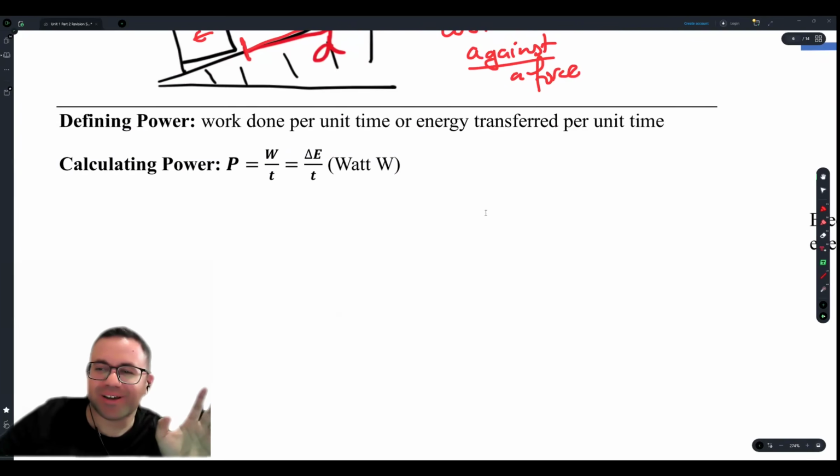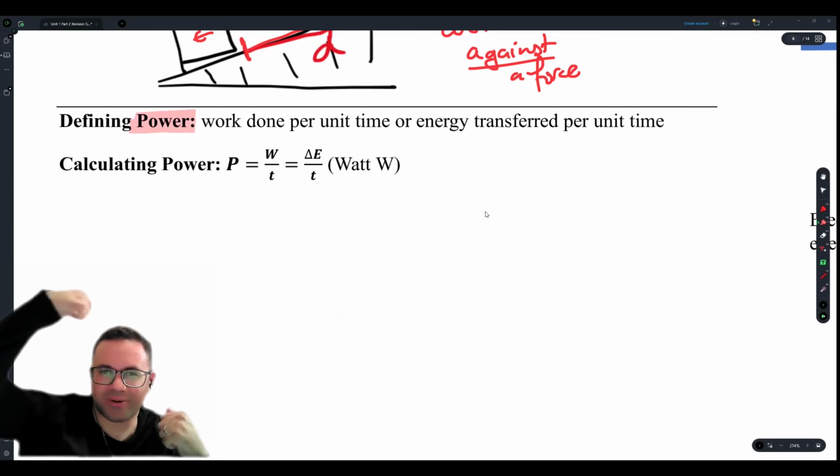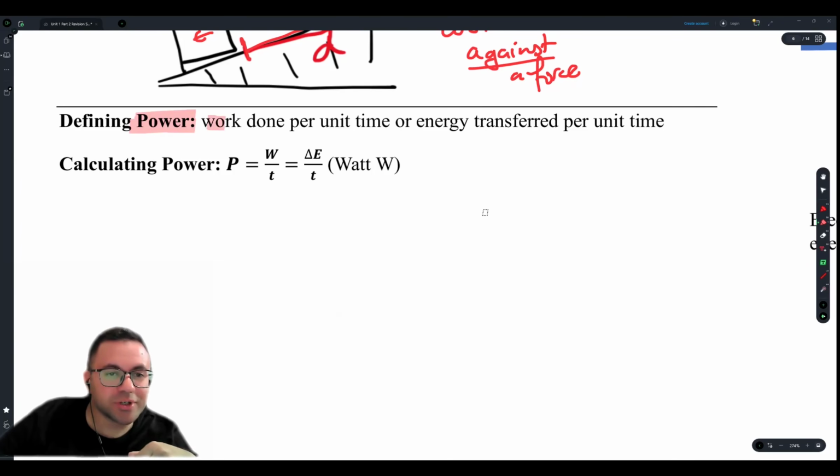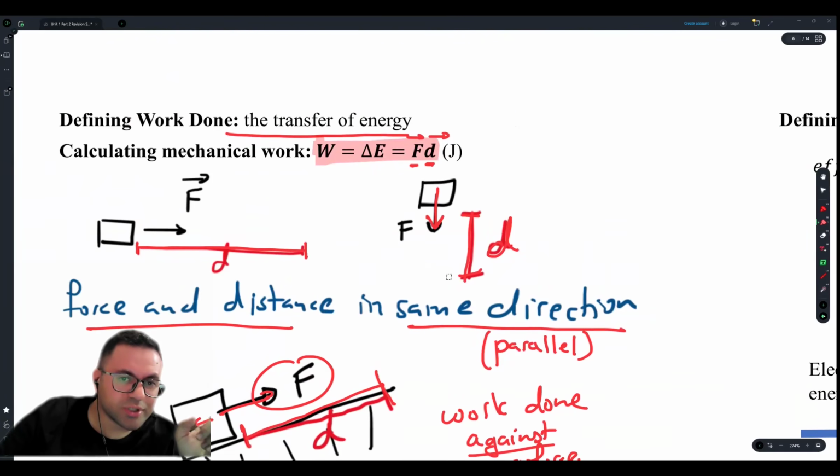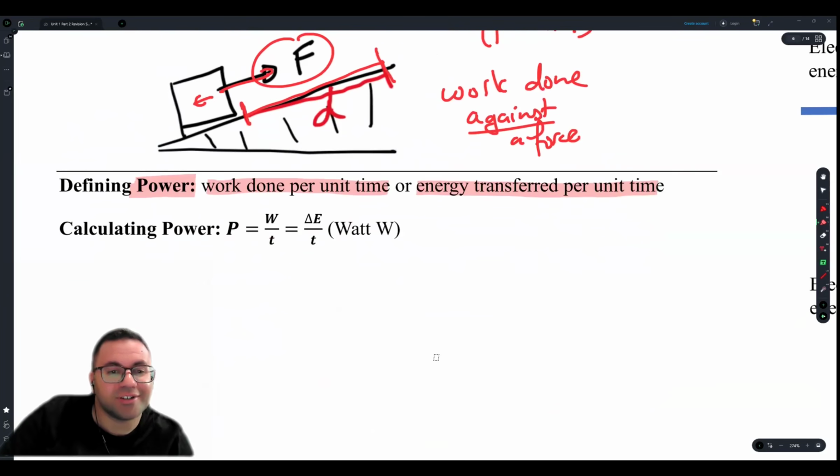Now, defining what power is. Power is defined as the work done per unit time, or the energy transferred per unit time, because work is energy. It's just how fast you transfer the energy. Oh, by the way, I forgot to mention, work is measured in joules, because it's energy. So what is power?